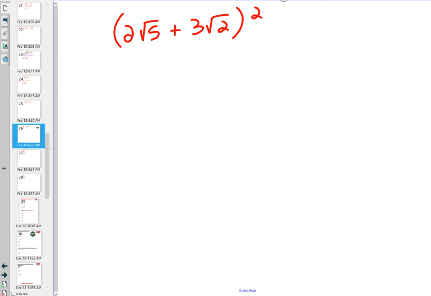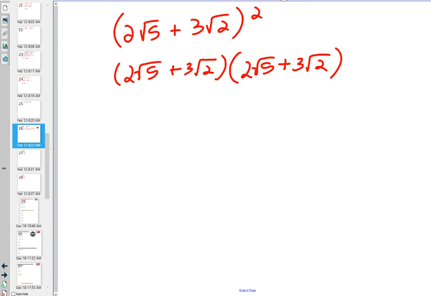But if you don't feel comfortable with it, like if that was a 7th power, I would only use Pascal. Even if it was a 3rd power, I'd probably use Pascal. But for a 2nd power, I would just tell you to do that times itself. And now we FOIL.